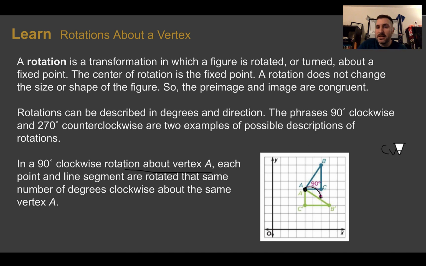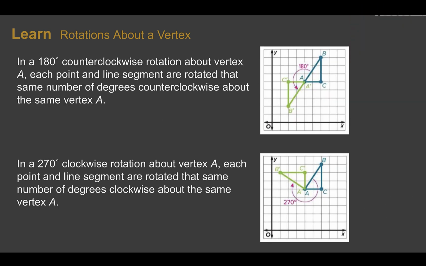And then clockwise goes down and to the left around like a clock, whereas counterclockwise is going the opposite of that. If you were to go down, it is going to the right. In a 180 degree counterclockwise rotation, we can see it went down to the right there, 180 degrees, so half of a turn, about vertex A. Again, A stayed in the same spot. Every other point rotated half of a turn around that point.